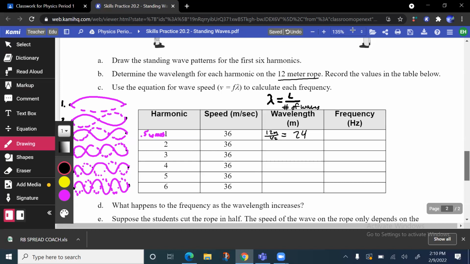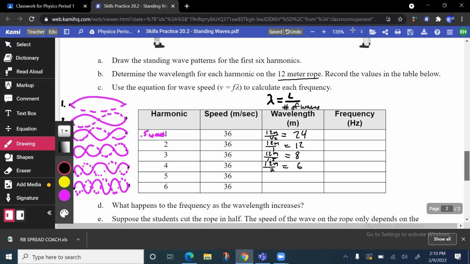The second harmonic is going to be 12 meters divided by 1, which would be 12 meters long. The third harmonic is going to be 12 meters divided by 1.5, which is about 8 meters long. The fourth harmonic is going to be 12 meters divided by 2, which would be 6 meters long.